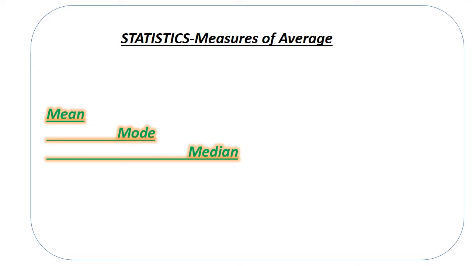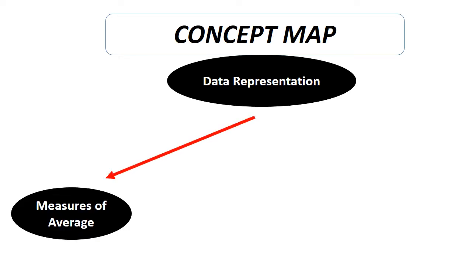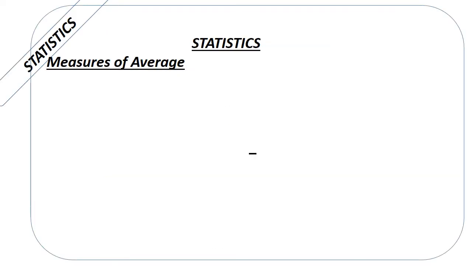These are the three terms that are used to describe the average of the data, or the way to represent the middle part of the data. So we're going to learn how to calculate them. Of course, we started with data representation. Here we're going to take a look at measures of average. In the next video, we'll take a look at measures of spread, and we'll finish with graphs.